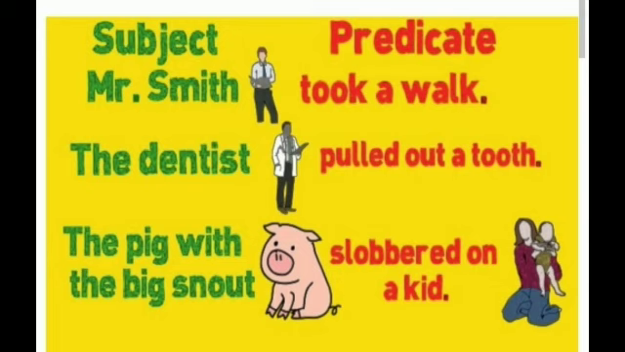Now we'll see some examples of subject and predicate. Mr. Smith took a walk. Here, Mr. Smith is a subject, whereas took a walk is a predicate. The dentist pulled out a tooth. Here, the dentist is a subject, whereas pulled is a verb, out a tooth, object. So, here the dentist pulled out a tooth. The dentist is subject, whereas pulled out a tooth is a predicate.